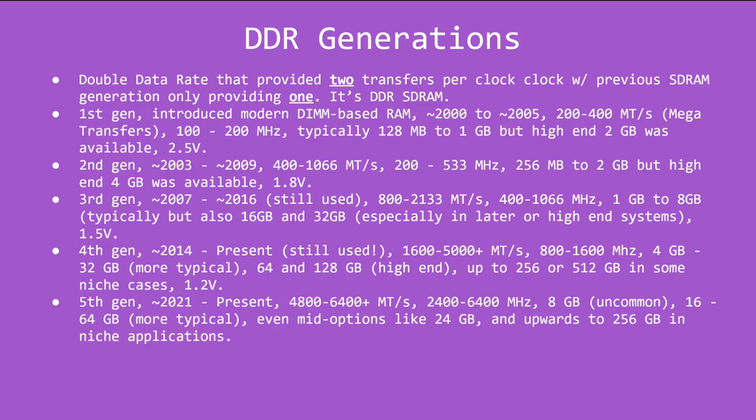It started as low as 128 megabytes, to 1 gig, 2. And the voltage it ran at was 2.5. That's actually important. Next generation came out and it, 2009, but machines were still running it for years after it. And basically a big increase across the board.